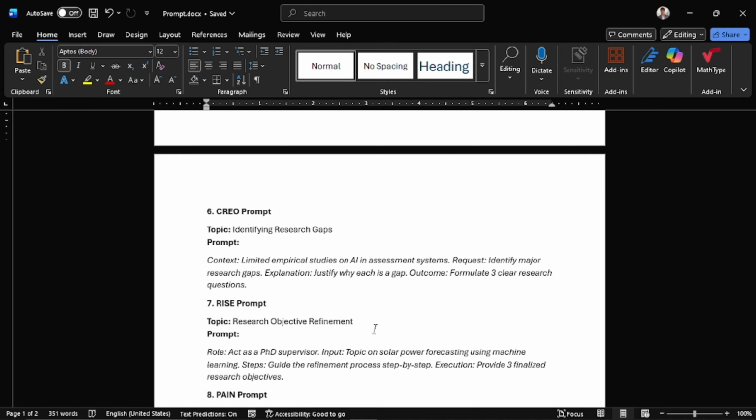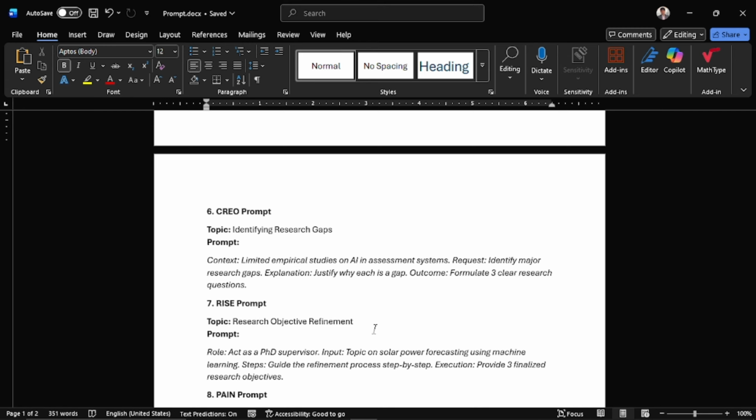So here again, C stands for context: limited empirical studies on AI in assessment systems. What is the request? Identify major research gaps. And E stands for explanation: justify why each is a gap. And then the O stands for the outcome: formulate three clear research questions that you can sum into the research studies.